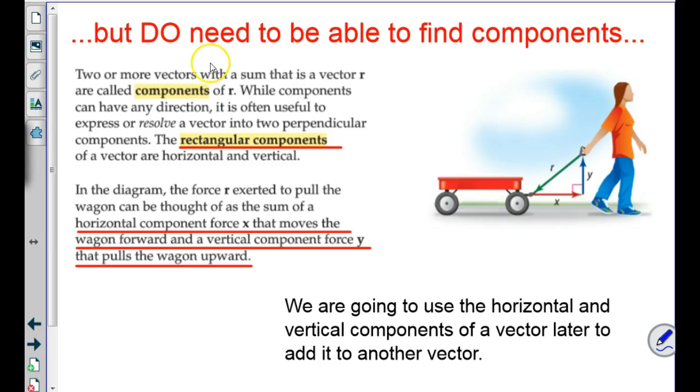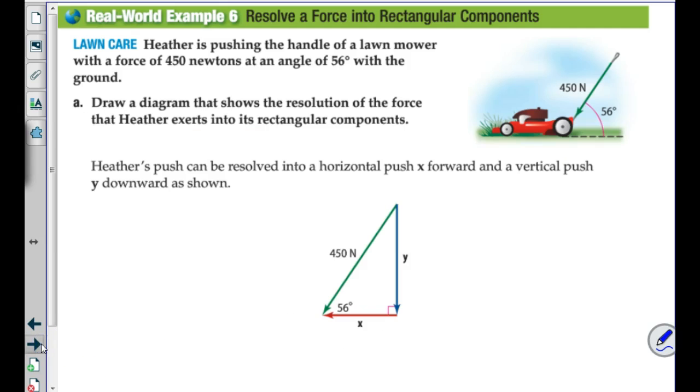So while components can have any direction, it is often useful to express or resolve a vector into the components that are known as the horizontal and vertical components. Okay, so we're going to take any force and break it down into X and Y horizontal and vertical components. And then we're going to use those to add. So this is pulling a wagon, but we can still break it down into separate horizontal and vertical components.